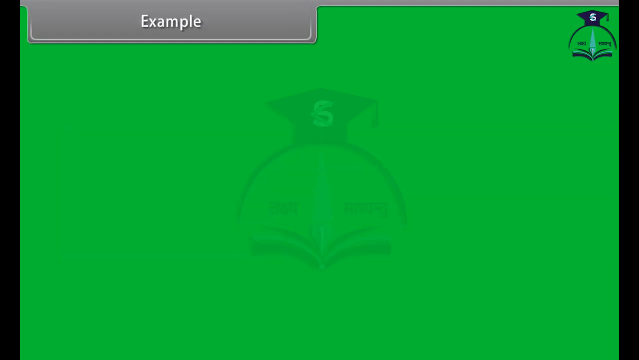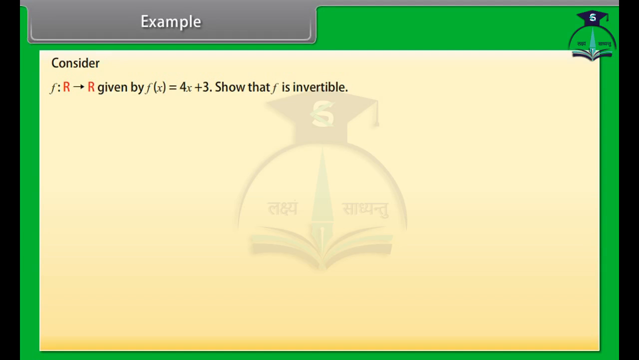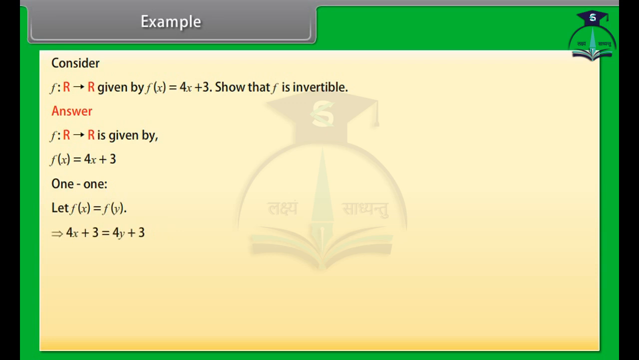Example. Consider function f from R to R given by f(x) = 4x + 3. Show that f is invertible. Answer. Function f from R to R is given by f(x) = 4x + 3. 1-1. Let f(x) = f(y), which implies that 4x + 3 = 4y + 3. It implies that 4x = 4y. It implies that x = y.